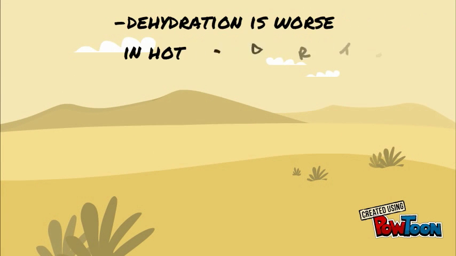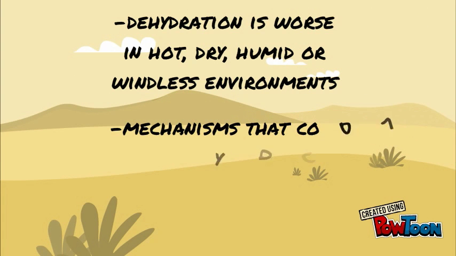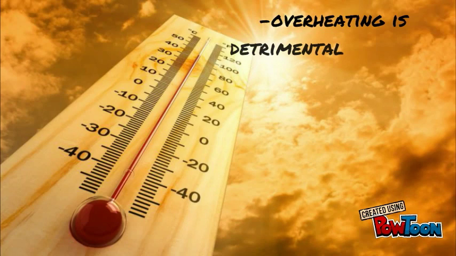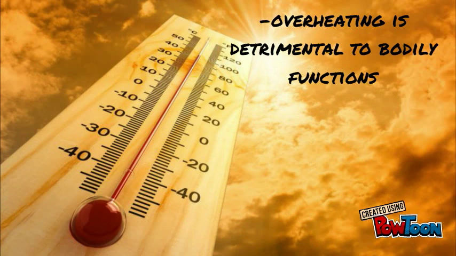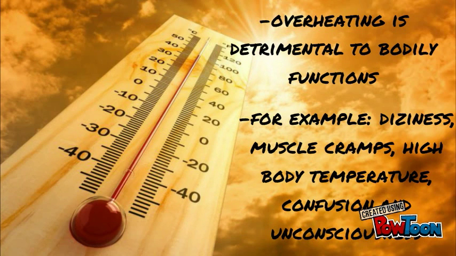Dehydration is made a lot worse in hot, humid, or a windless environment because the mechanisms that cool your body down aren't as efficient or will be stopped to keep fluids in your body. For example, you stop sweating when you get too hot. Overheating is detrimental to bodily functions and can lead to hyperthermia. Some symptoms can be dizziness, muscle cramps, high body temperature, confusion, and unconsciousness.